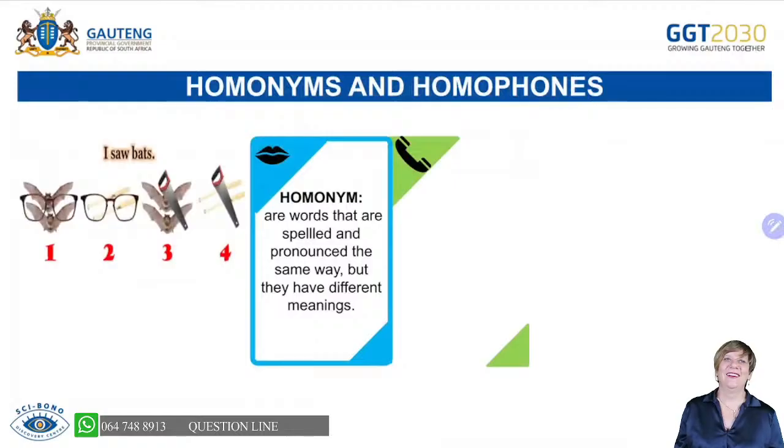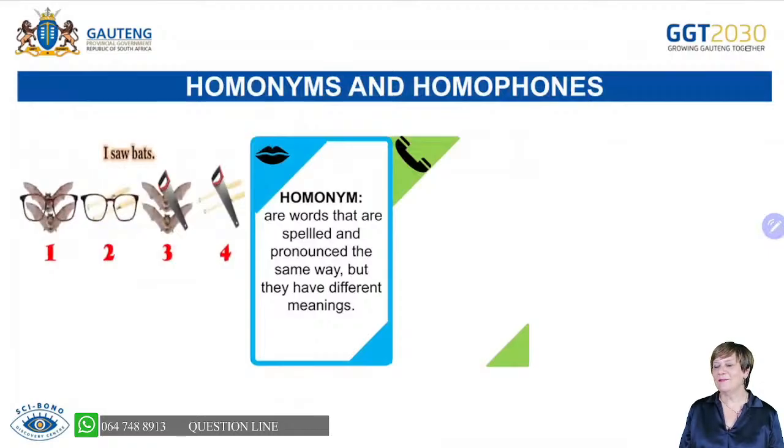So tomorrow, during break, ask your friends to do this and then show them the different meanings. One little sentence can have 4 different meanings, and that's a homonym. In other words, spelling is the same, pronunciation is the same, but meaning is completely different.